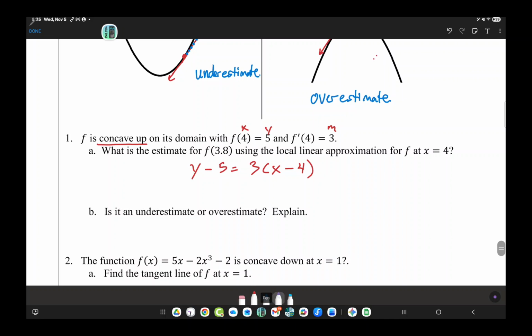From there, we just plug in 3.8 in for x. So, y minus 5 equals 3 times, now 3.8 minus 4 is going to be a negative 0.2. So y minus 5 equals negative 0.6, and if we add 5 over, we get y equals 4.4.